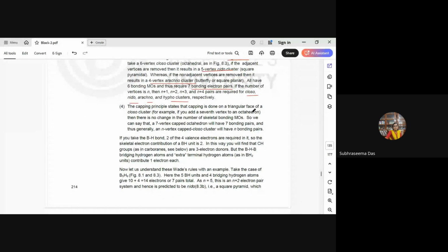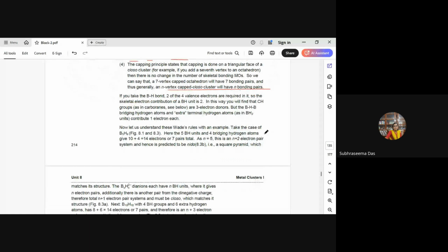And the fourth point is the capping principle. It states that the capping is done on a triangular face of a closo cluster. So if we add a 7th vertex to an octahedron, then there is no change in the number of skeletal bonding pairs. So we can say that a 7 vertex capped octahedron will have 6 bonding pairs, and in general, an n vertex capped closo cluster will have n bonding pairs.